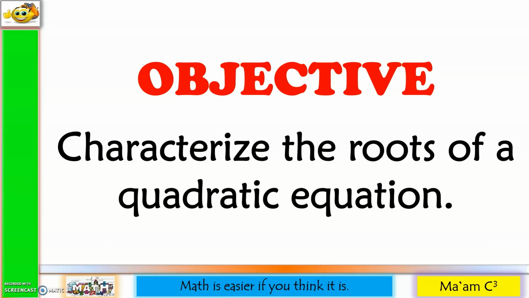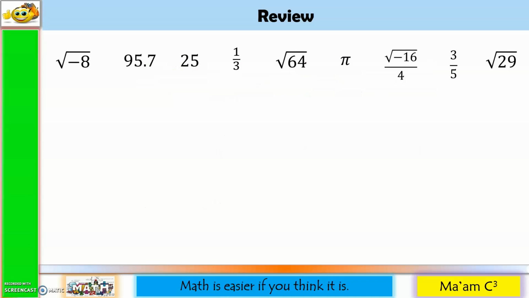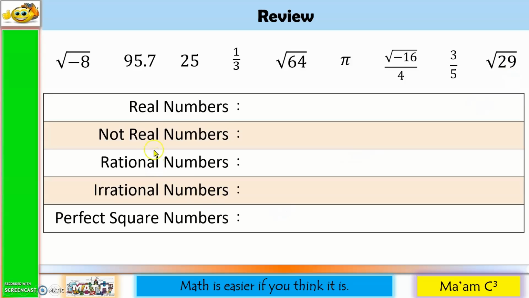Our objective in this lesson is to characterize the roots of a quadratic equation. Let's have a review first. See these numbers here? We are going to classify them as real numbers, not real numbers, rational numbers, irrational numbers, and perfect square numbers. Let's start with the square root of -8. Square root of -8 is not a real number because this will give you an imaginary answer.